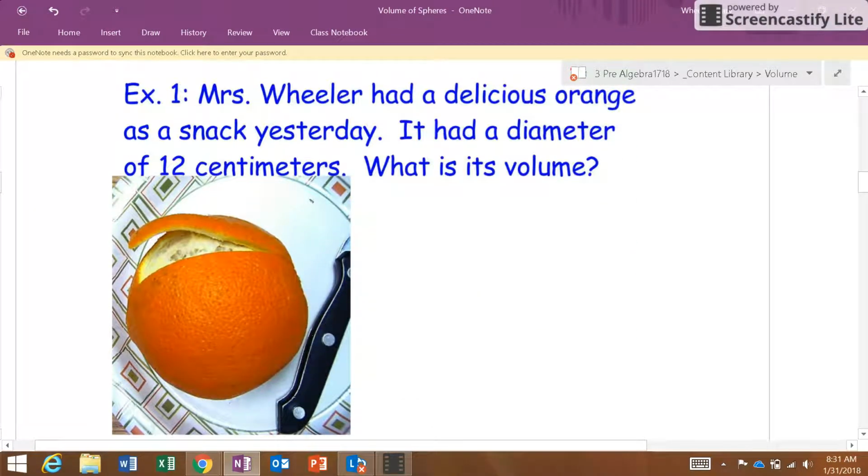Mrs. Wheeler had a delicious orange as a snack yesterday. It had a diameter of 12 centimeters. What is its volume? So we know that an orange, if it were perfect, would be the shape of a sphere. So that'll be 4/3 pi r cubed. And we are going to substitute in for that.